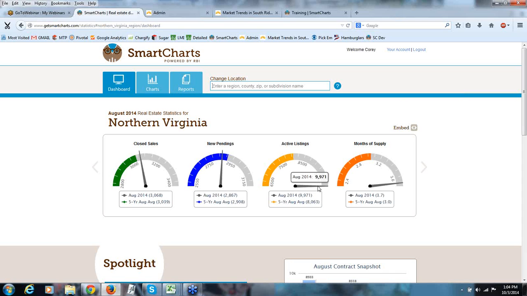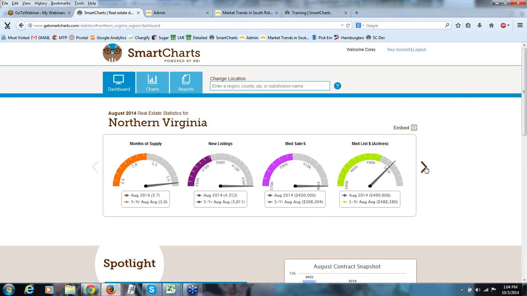We're at 9,971. Anytime that this dial is at the far right, that means you're at the 5-year peak for that month and whatever indicator you're looking at. Conversely, if the dial is all the way at the left side of the gauge, then you're looking at the 5-year minimum for that month. Be sure to use the scroll bars over to the right and left so you can scroll through other metrics.